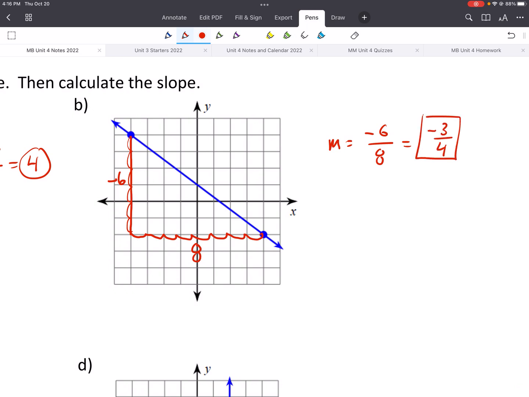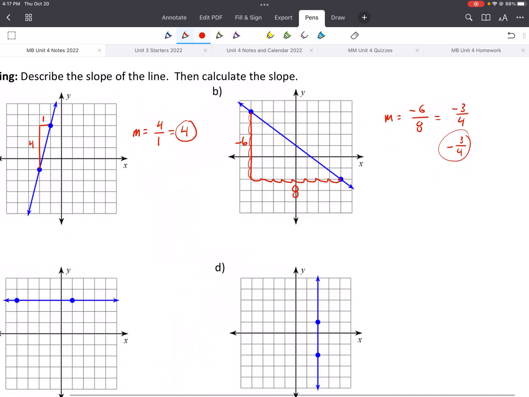Somebody asked, is that the same if you have the negative in the front like that, or if you had it as 3 over negative 4? Those are all the same. Typically, if you find your answer, usually it will look something like this. But they're all the same.